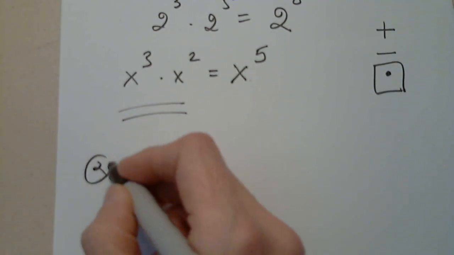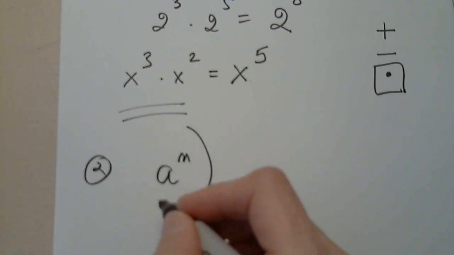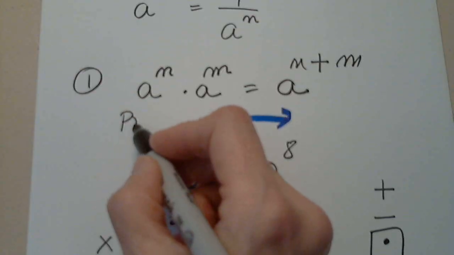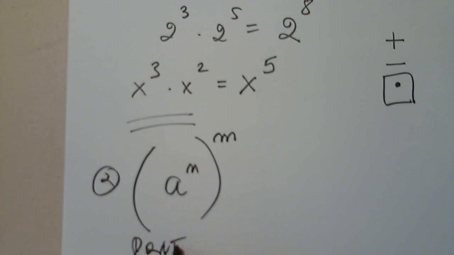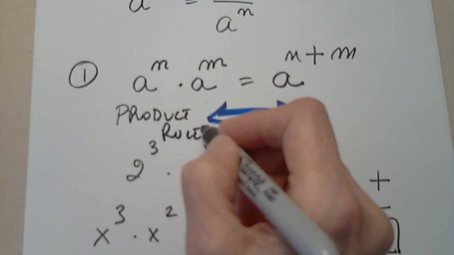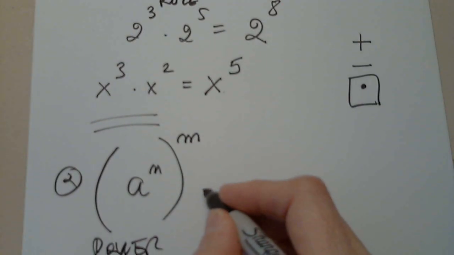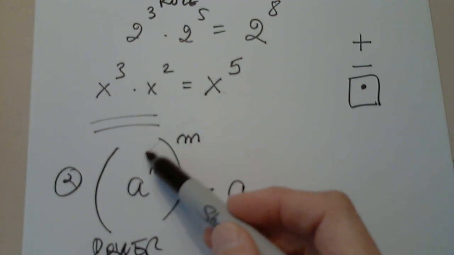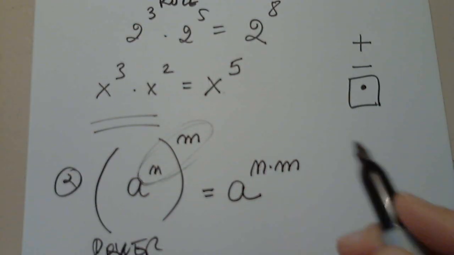Now the second rule we need to review is this one. When I have an exponential notation, but this time it is all raised to power m. So this one is the product rule, but this is the power rule. Power rule, product rule. Two different things. This, again, I don't touch the base, just copy the base. But this time, we are allowed to multiply the exponents, n times m.